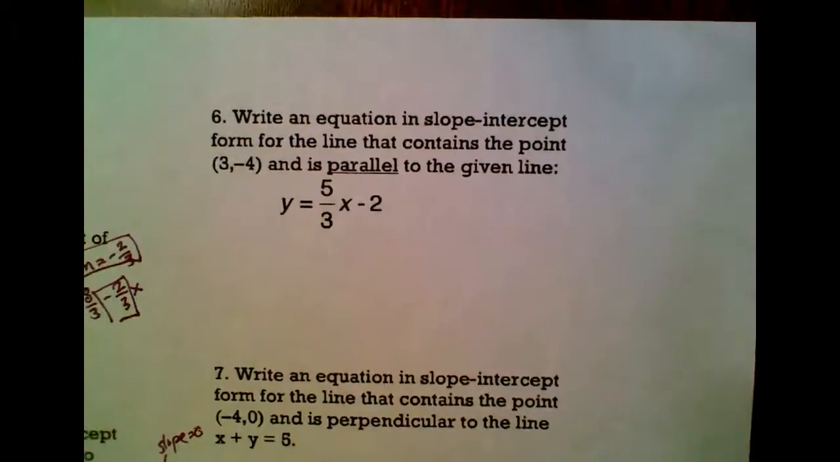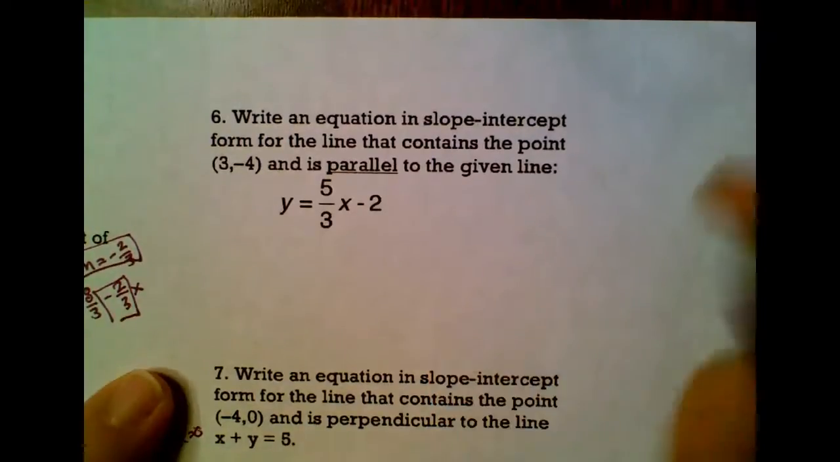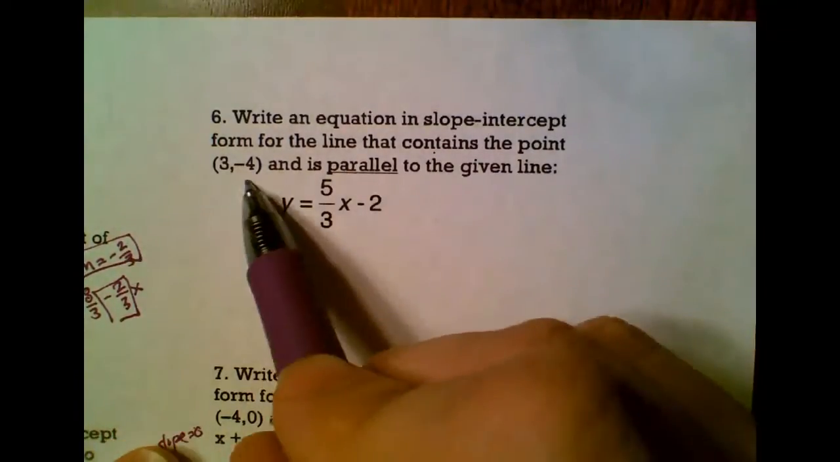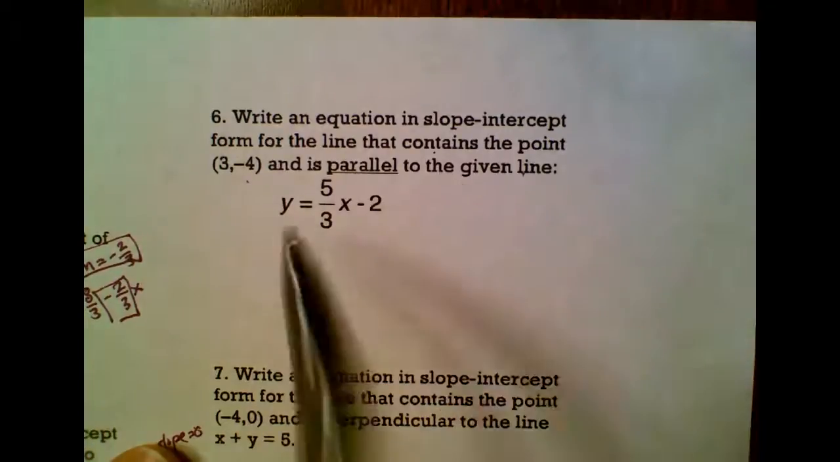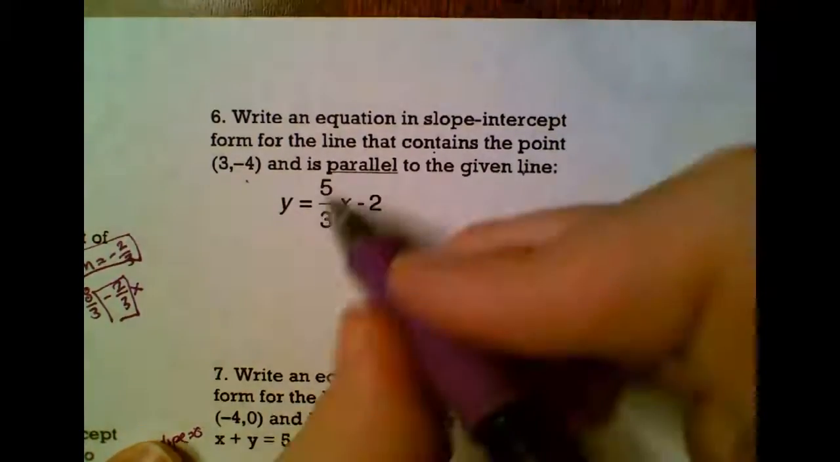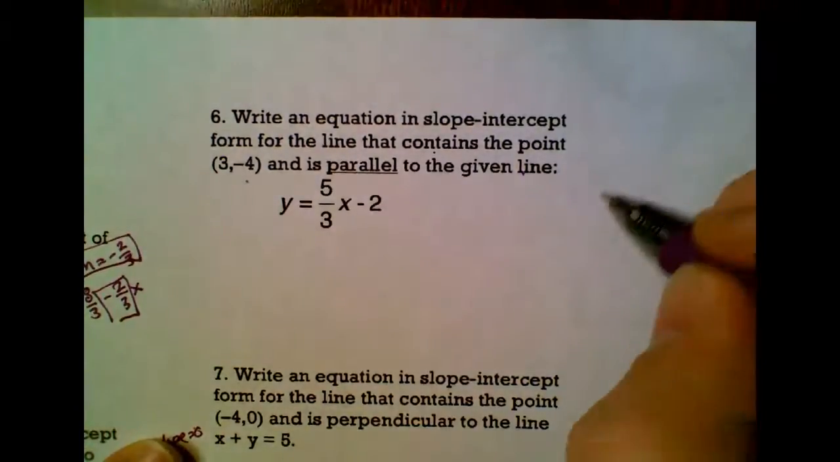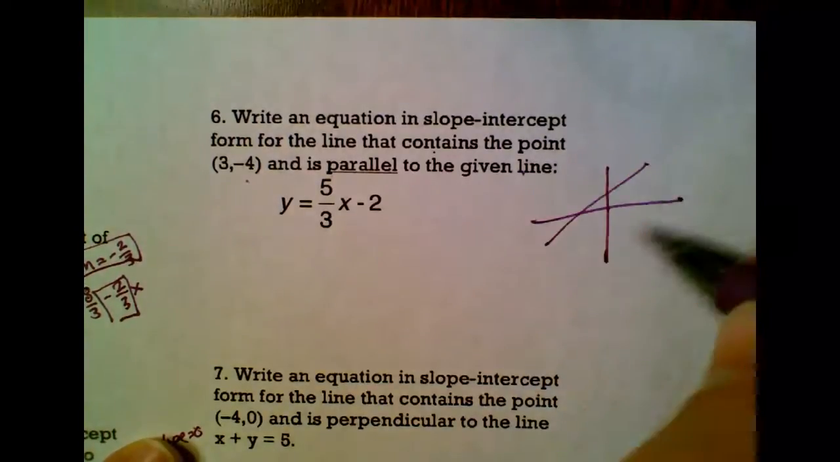Moving on to number 6. Make sure I can get it in here. Yeah, there we go. So write an equation in slope-intercept form for the line that contains the point 3, negative 4, and is parallel to the given line. Okay, so parallel is the key word here, guys. If we have two parallel lines, something special about them.